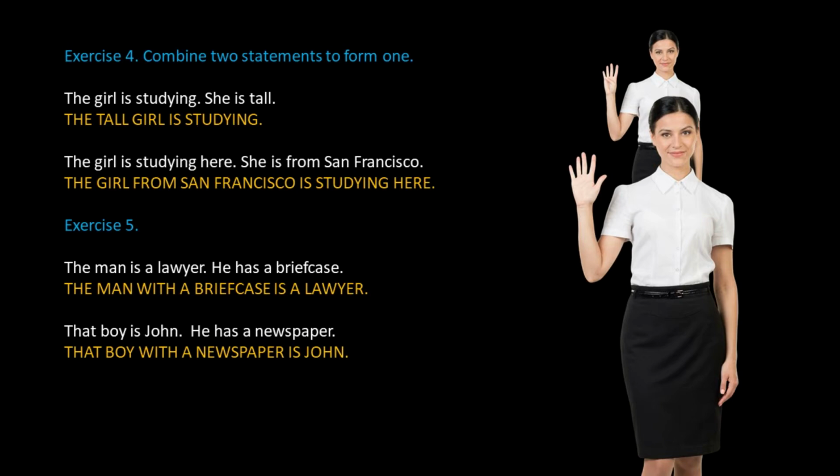Exercise 5. For example, the man is a lawyer. He has a briefcase. The man with a briefcase is a lawyer. That boy is John. He has a newspaper. That boy with a newspaper is John. Now, please do the following exercise. You can pause your video until you finish the exercise.